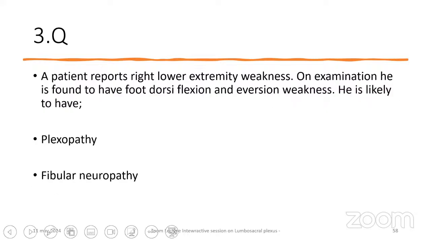A patient reports right lower extremity weakness. On examination, is found to have foot dorsiflexion and eversion weakness. Is likely to have plexopathy or fibular neuropathy. Simple. Yeah, that's correct. You can unmute and say, here it is fibular neuropathy. Yes, it's only eversion weakness.